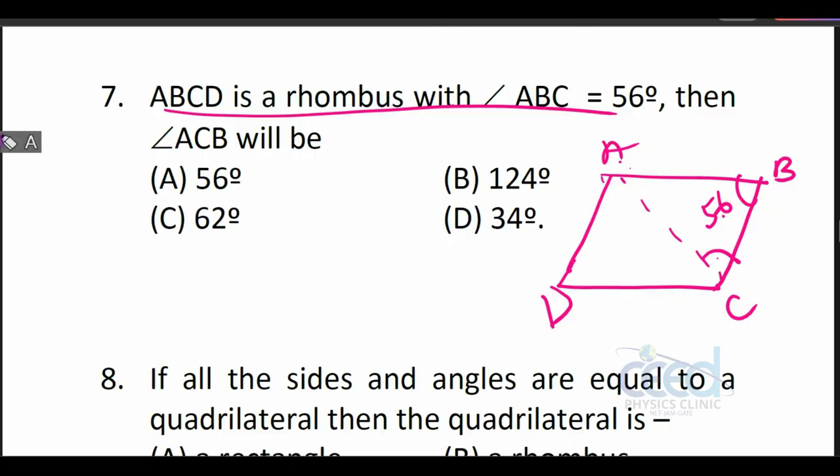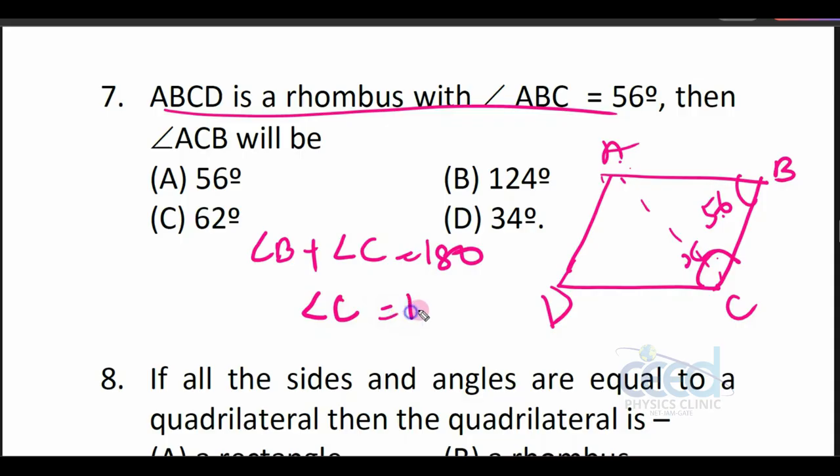So as per the rhombus property, what can you write? Suppose this is angle B. Adjacent angles sum to 180 degrees. So this is 56, angle B plus angle C is 180. Then what is angle C? Angle C is equal to 180 minus 56, which is 124. Now they are asking for this marked angle only, not the total angle 124. That is half of 124, that is 62 only. So 62 is the answer.